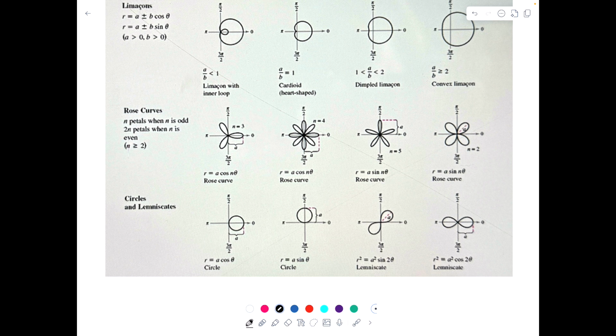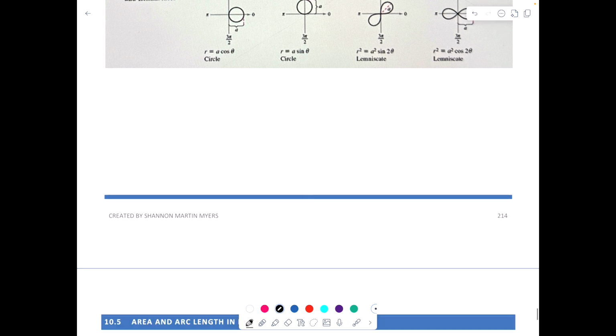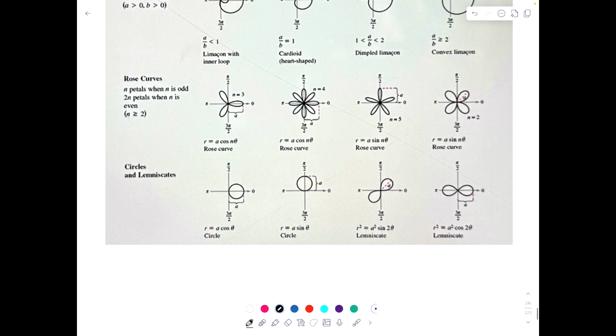All right, anyway, that wraps it up for this section. We'll be covering 10.5 next time.